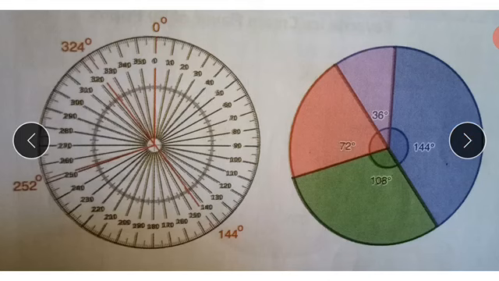But this one is the actual picture. So 36 degrees for purple, 144 degrees for blue, 108 degrees for green, and 72 degrees for the red one. So that's how we draw a pie graph.